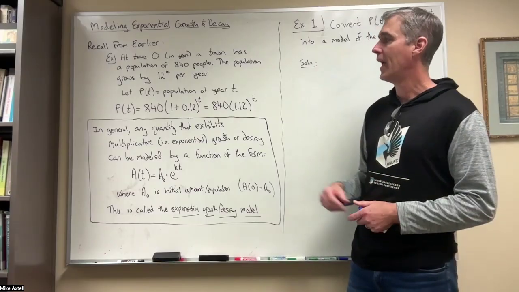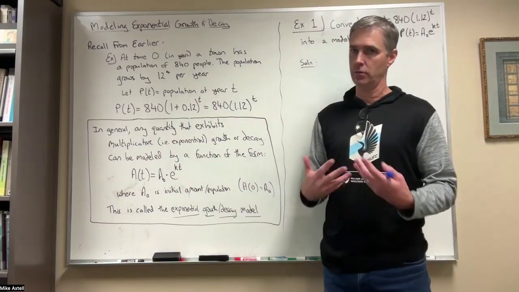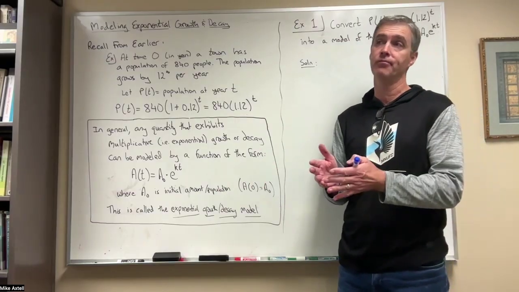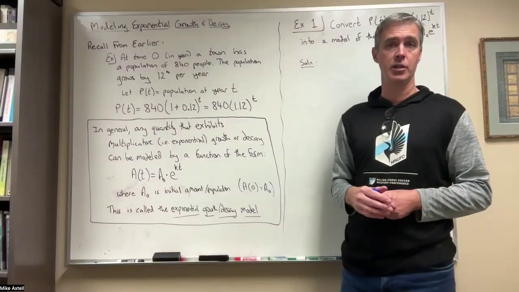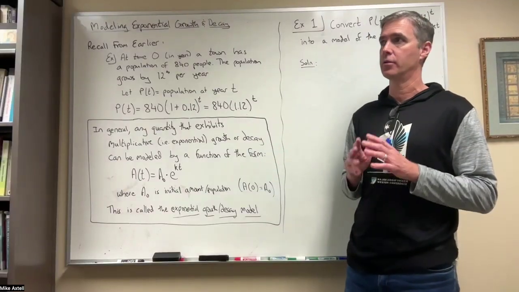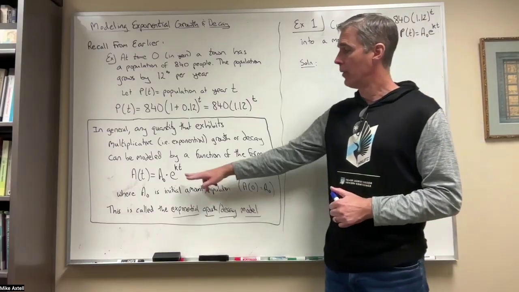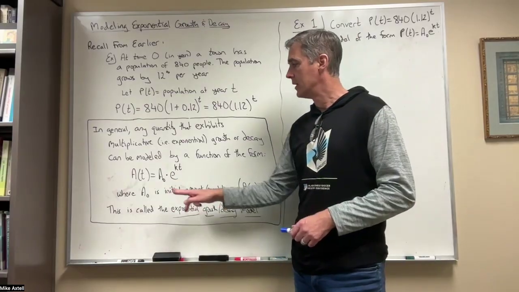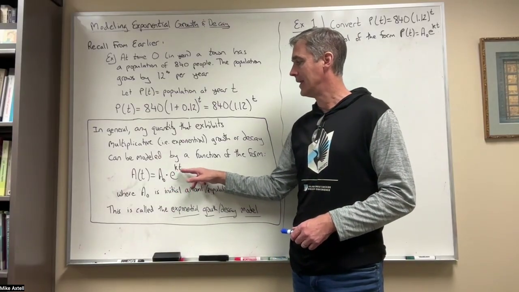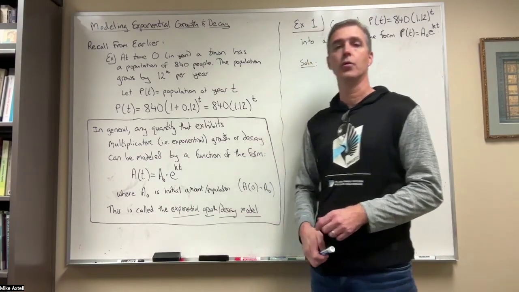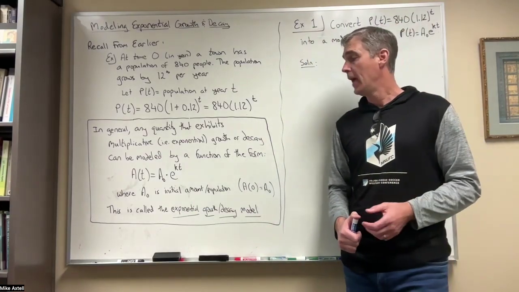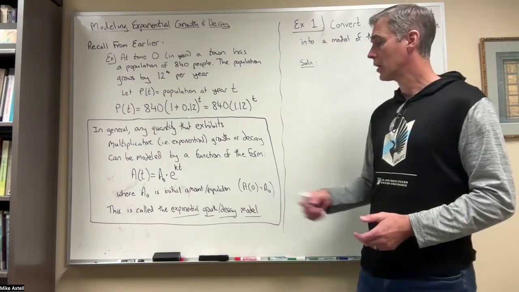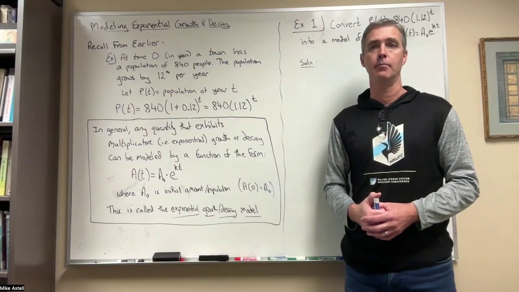In general, any quantity that exhibits multiplicative or exponential growth or decay, so growing by a set percentage each year or diminishing, decaying by a set percentage every year, any substance or object that follows this behavior can be modeled by a function of this form. The amount after t units of time is equal to a sub 0 times e to the k times t power. Now, a sub 0 represents the initial amount, in other words, the amount present at time 0. We're going to call this the exponential growth and decay model.